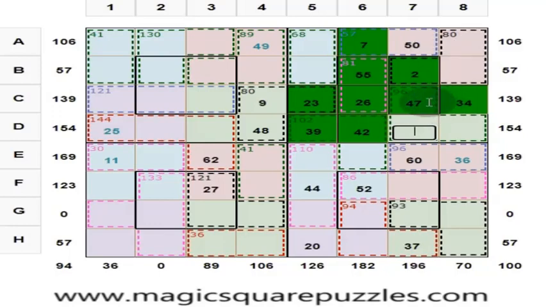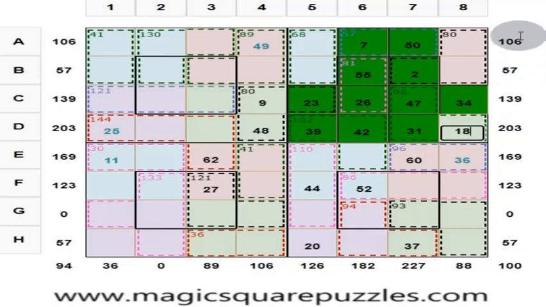50 plus 47, 97. 97 plus 2, 99. This is 130 minus 99, 31. And what is this? 47 plus 31 is equal to 78. 78 plus 34 is 82, 92, 102. Put here 18.